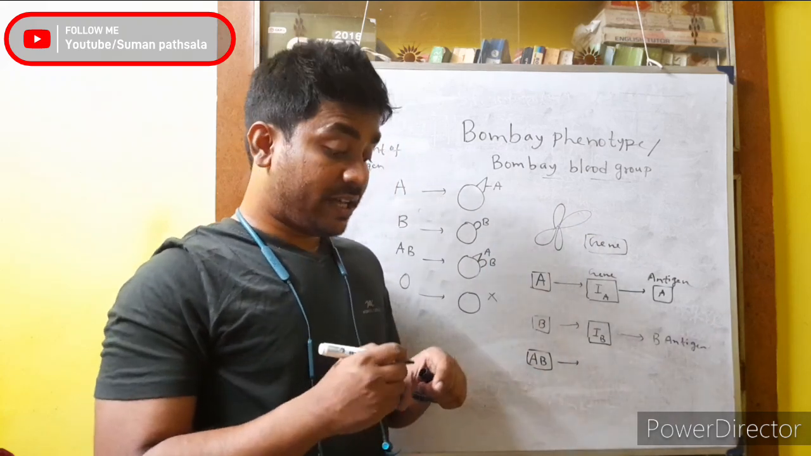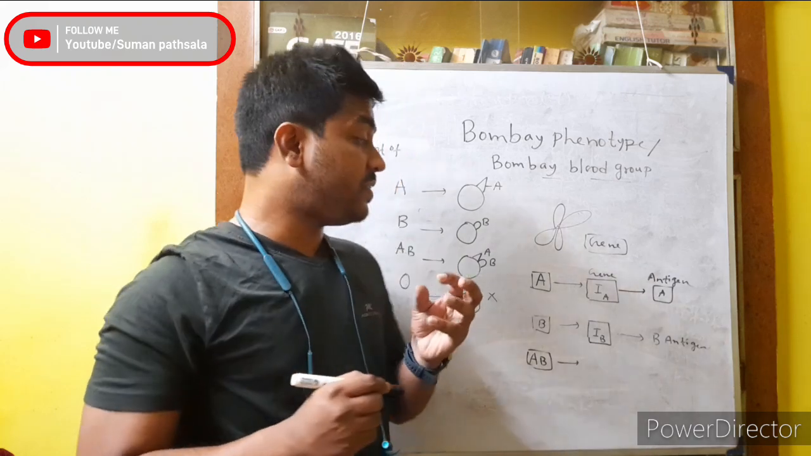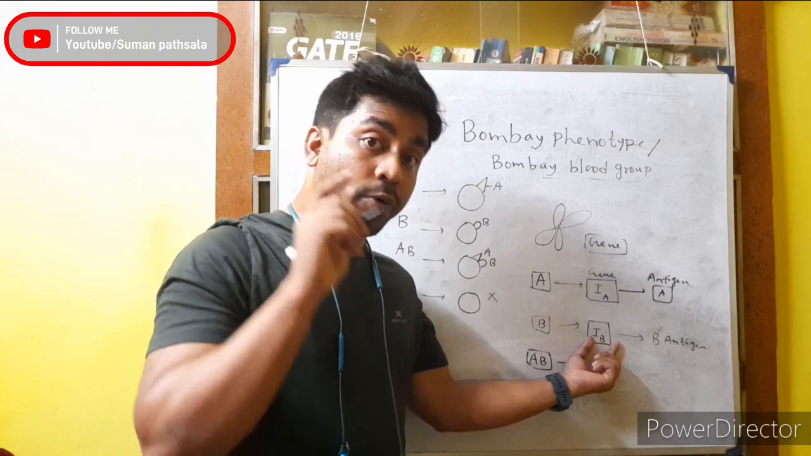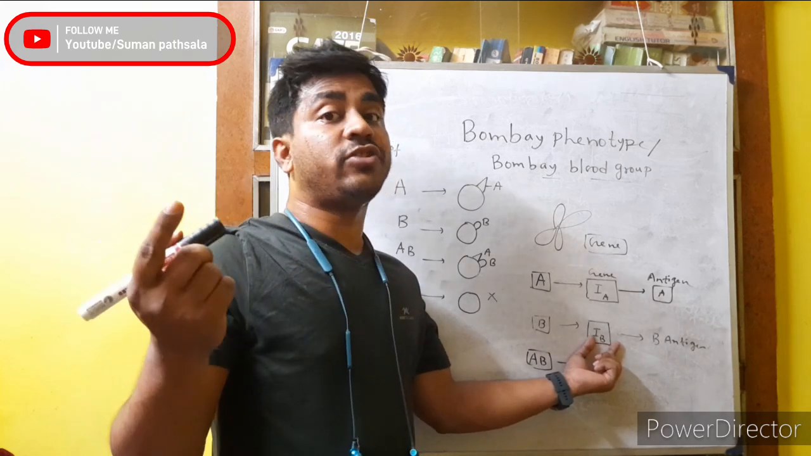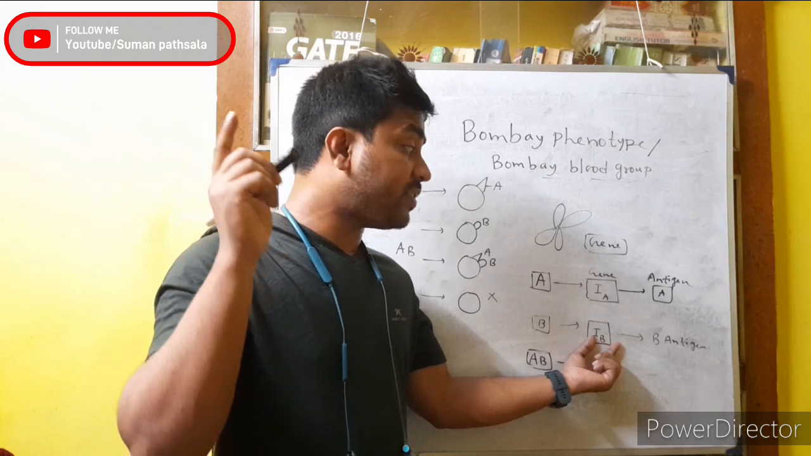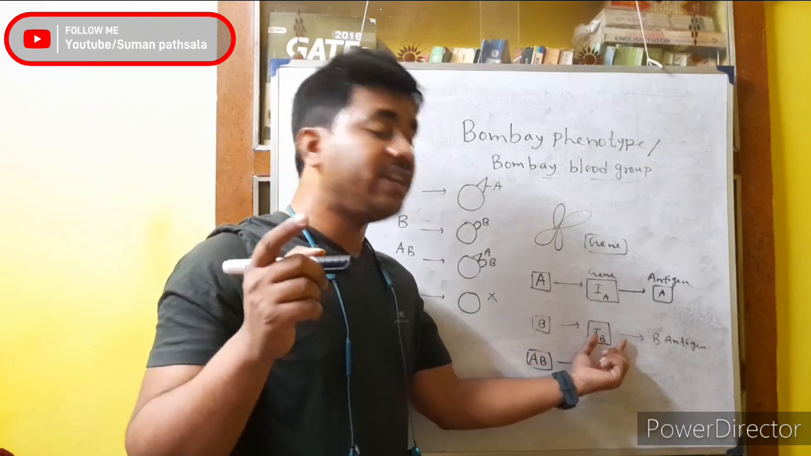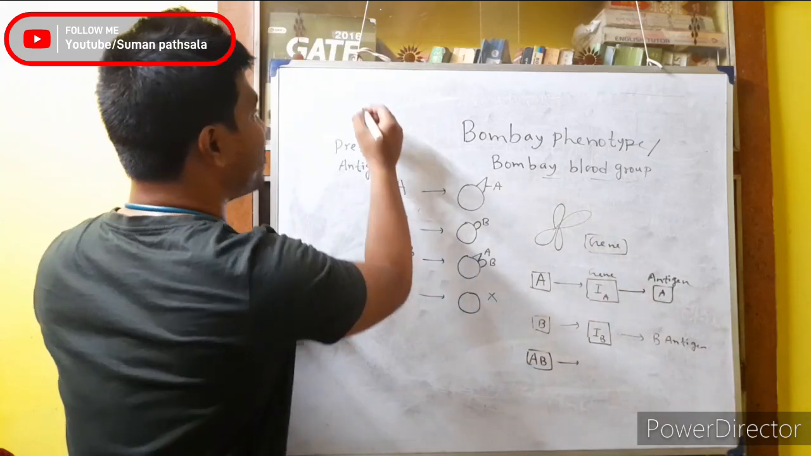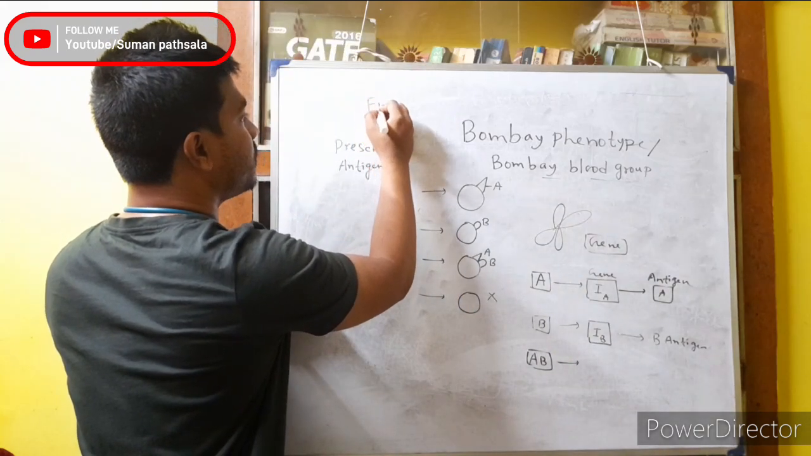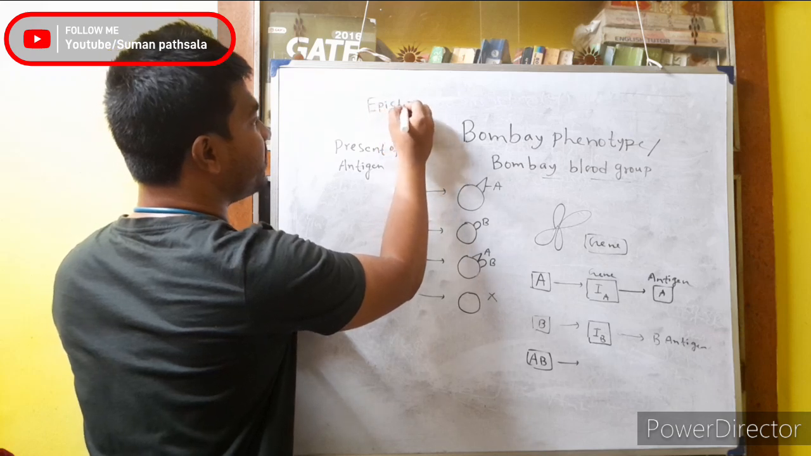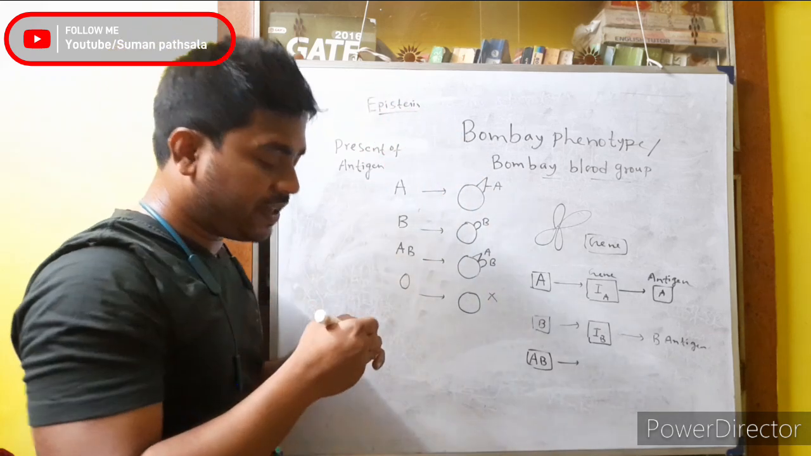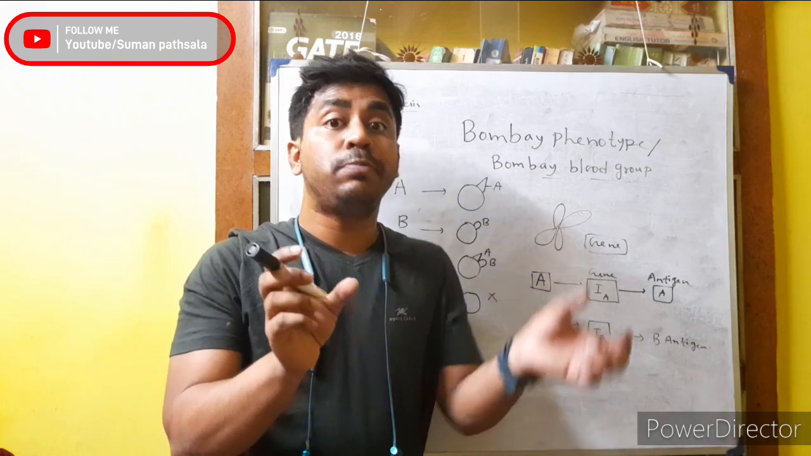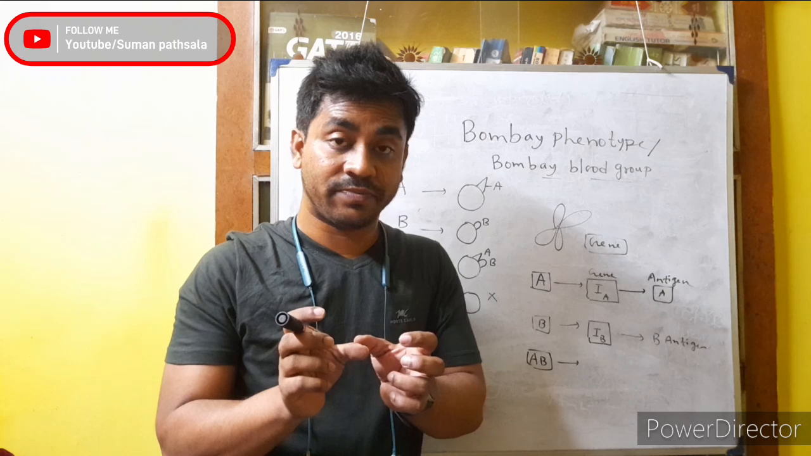But there is a twist. The twist is that these genes are expressed only when another gene is also present and active. We all know genetics, we all know the concept of epistasis. You know epistasis very well. Epistasis is a phenomenon where one gene blocks the expression of another gene.